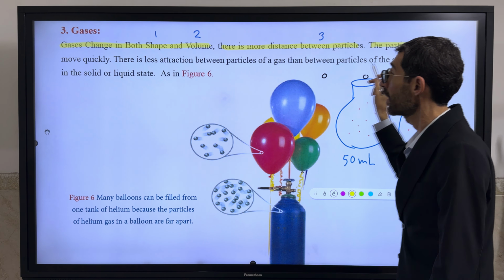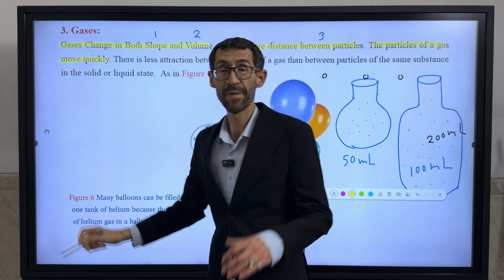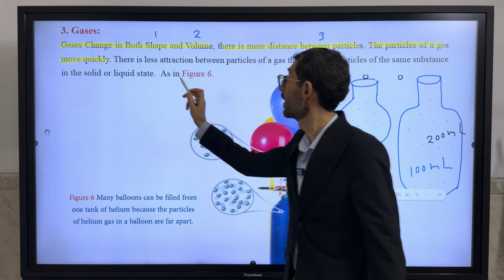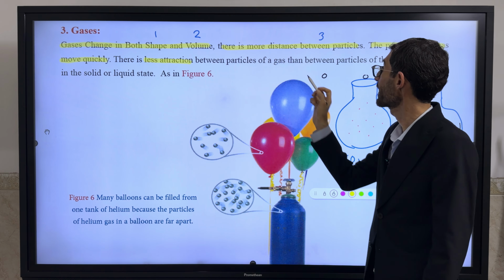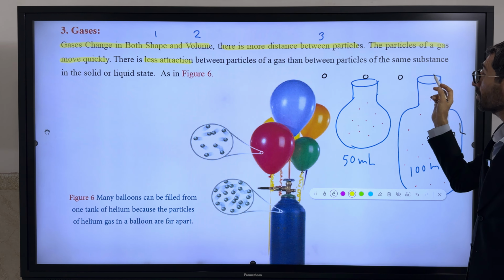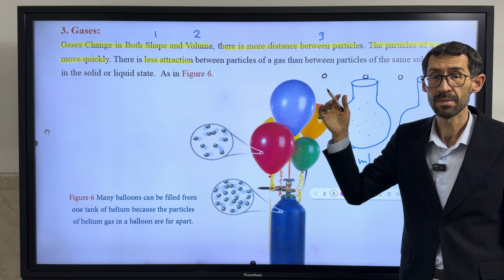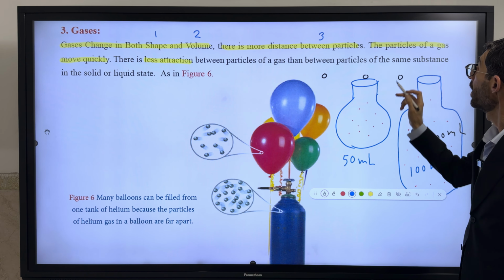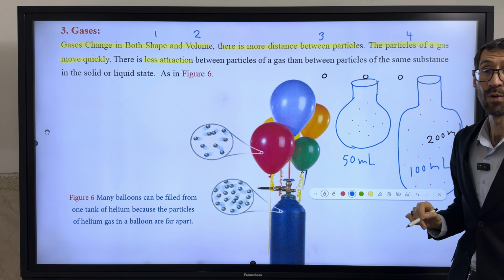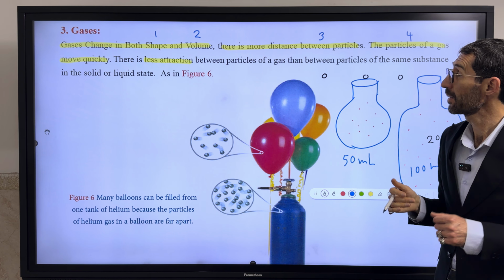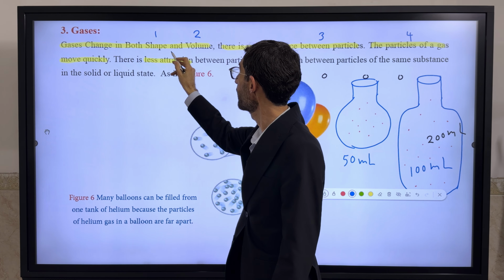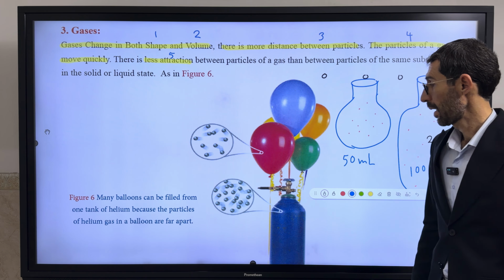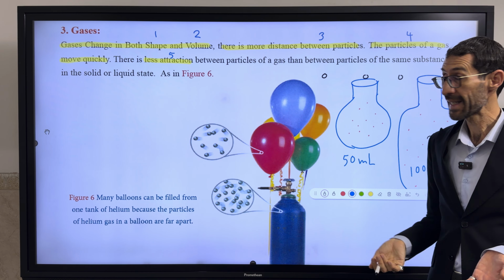So particles are moving quickly. There's less attraction between the particles. The fifth one, less attraction between the particles of gas compared to the solid and liquid. So we have 5 properties. The fourth one, particles of gas move quickly. They move rapidly. The fifth one, there's less attraction between the particles of gases. And this is about the properties of gases.